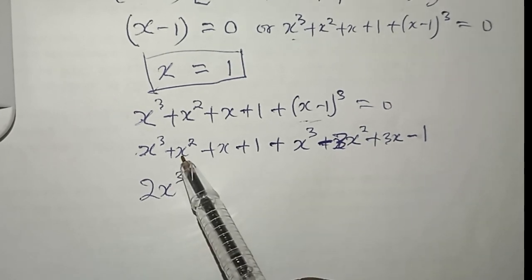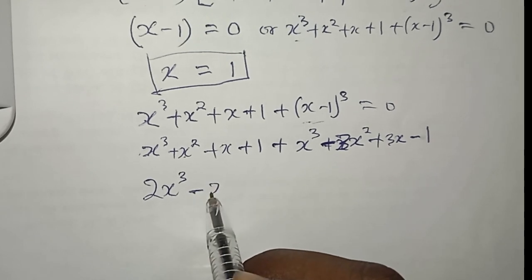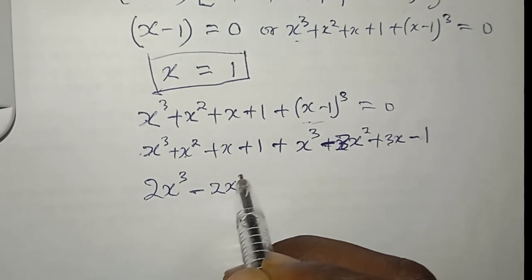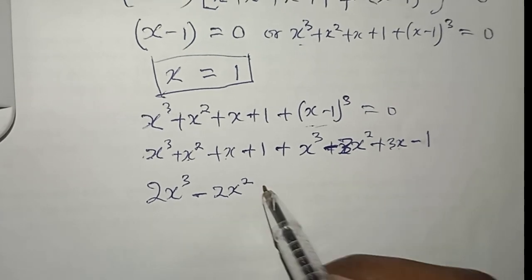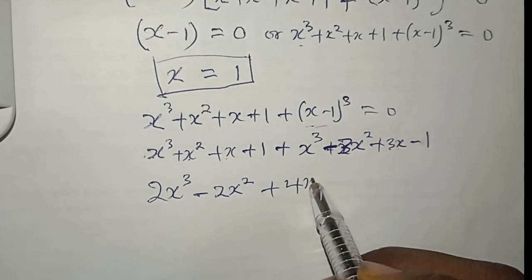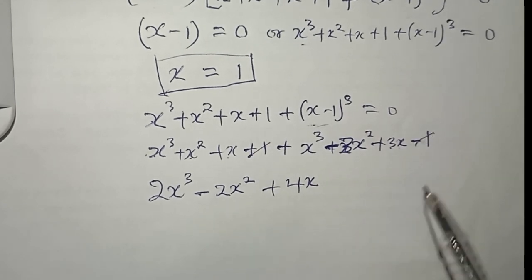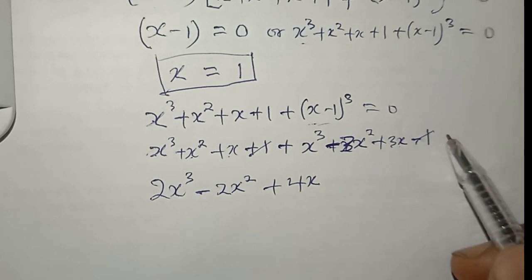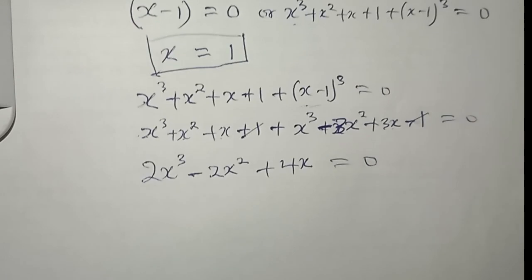Okay, and of course I have x squared here and then minus 3x, so I'll be left with minus 2x squared. I have x here and then I have plus 3x here, so that's going to give me plus 4x. Okay, so this will eliminate this. Then that's it. Of course this is equal to 0, this is also equal to 0.